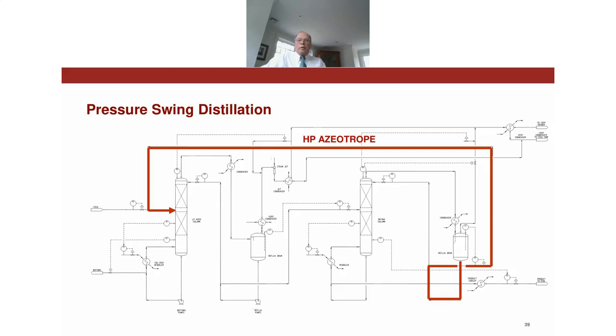So usually the greater the difference in pressure between these two columns, the greater the difference in the azeotropic composition, and the smaller the recycle that has to go back around to the low pressure column. So we had a pretty significant shift in the azeotropic composition. That's one of the reasons why we decided to run this column under a moderate vacuum, because it shifted the low pressure azeotrope even more.